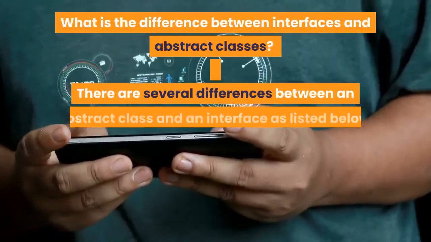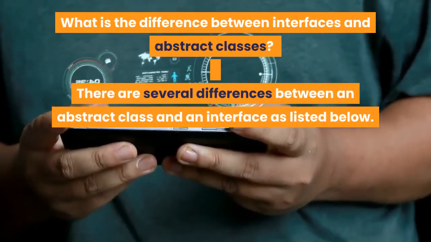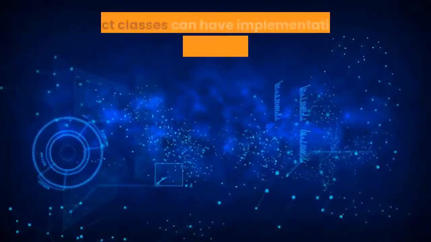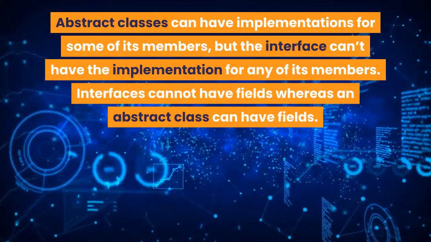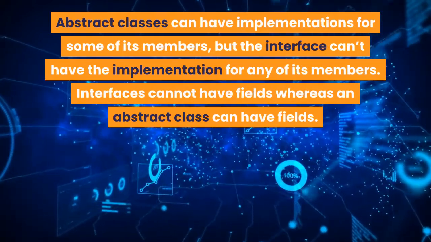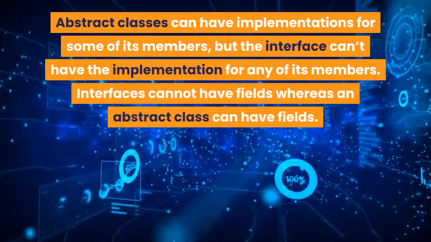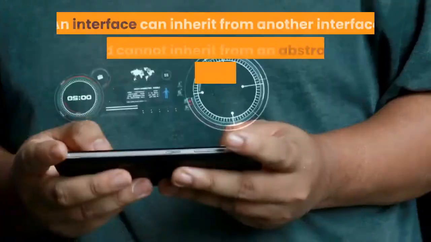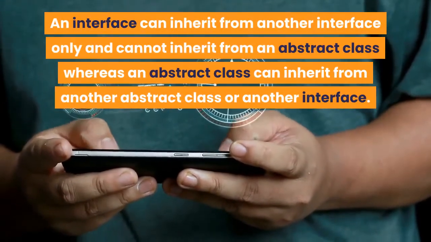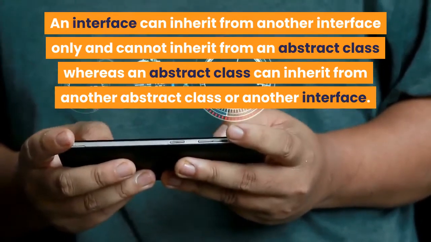What is the difference between interfaces and abstract classes? There are several differences between an abstract class and an interface as listed below. Abstract classes can have implementations for some of its members, but the interface can't have the implementation for any of its members. Interfaces cannot have fields, whereas an abstract class can have fields. An interface can inherit from another interface only and cannot inherit from an abstract class, whereas an abstract class can inherit from another abstract class or another interface.